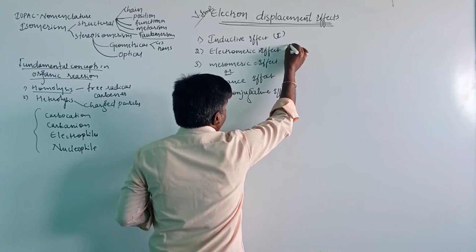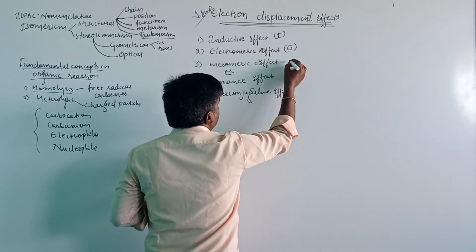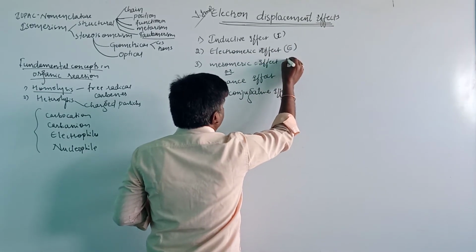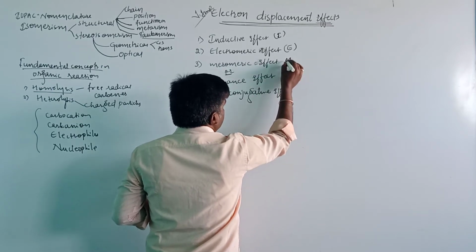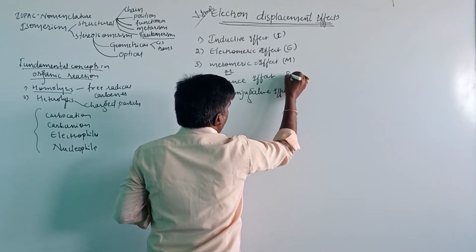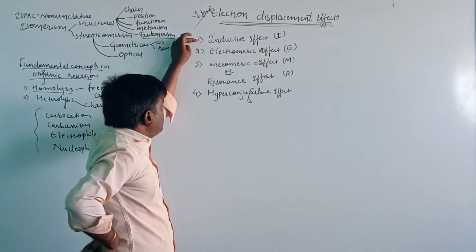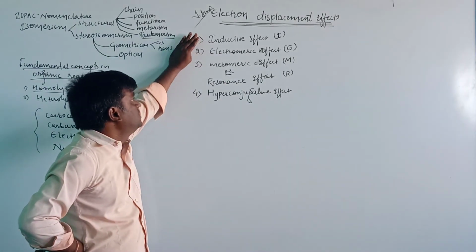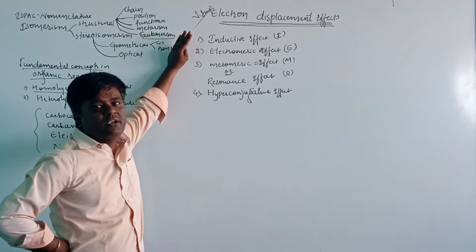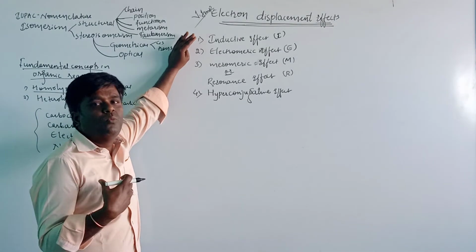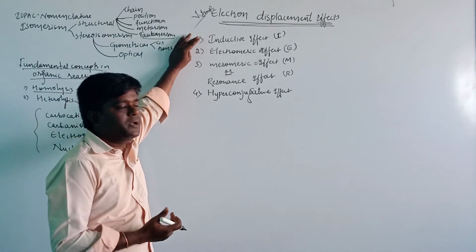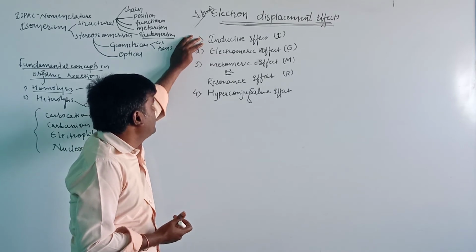Electromeric effect is represented with the E. Mesomeric effect is represented with the M. The resonance effect is represented with the R. In the inductive effect, the displacement of electrons will take place towards the more electronegative species.